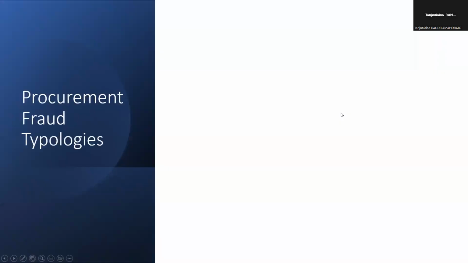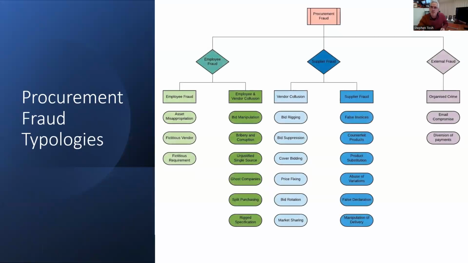Again, I think I've talked about this before. These are just the key typologies of procurement fraud and corruption. And there are 5 key elements.